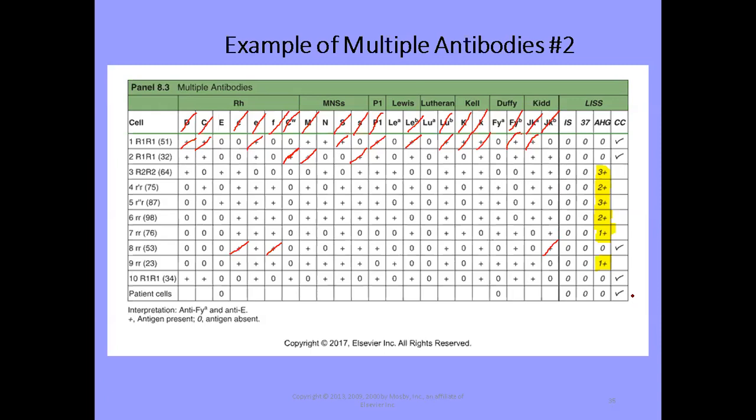Okay. And it looks like we have one last cell we can use, cell number 10, which also tested negative at all 3 phases of testing. So can't do anything with big E. We can get rid of big N. Nothing with LEA, nothing with LUA, nothing with Duffy A. Okay, so that's basically all we can do.